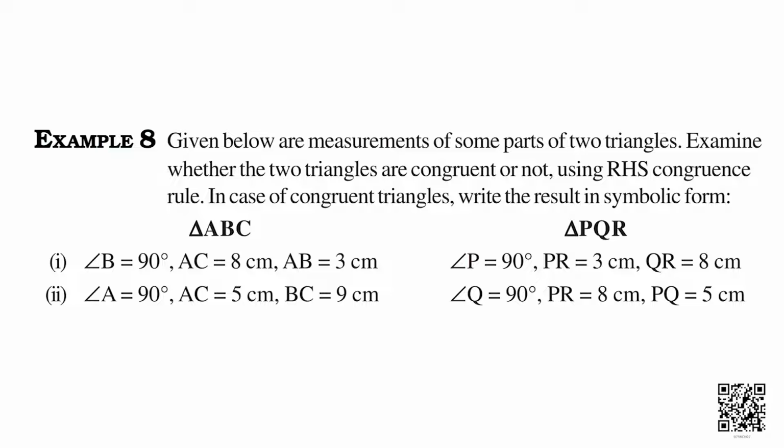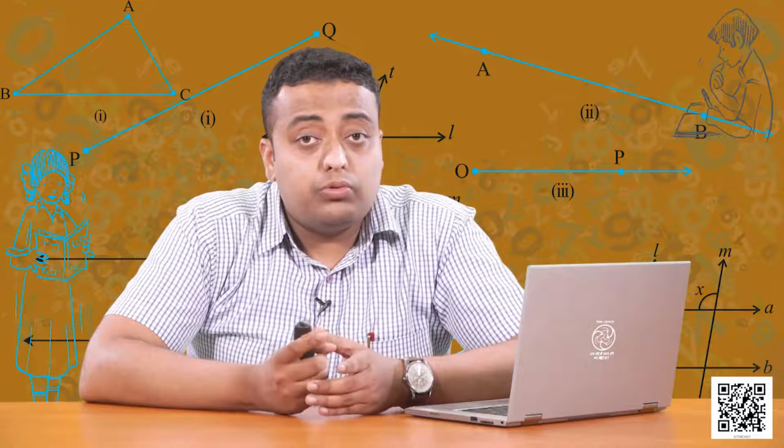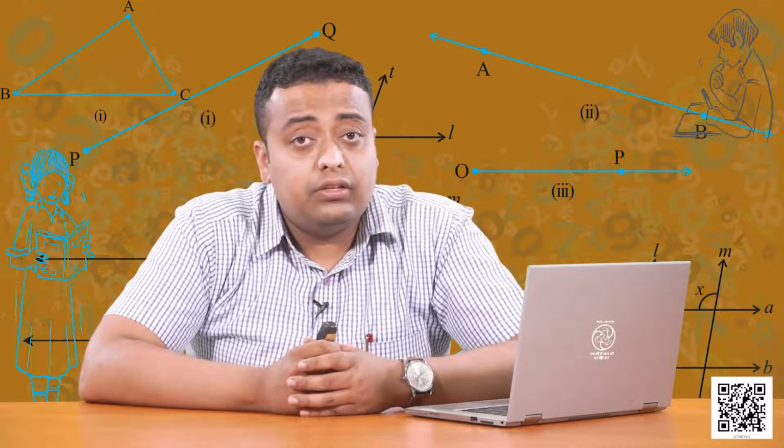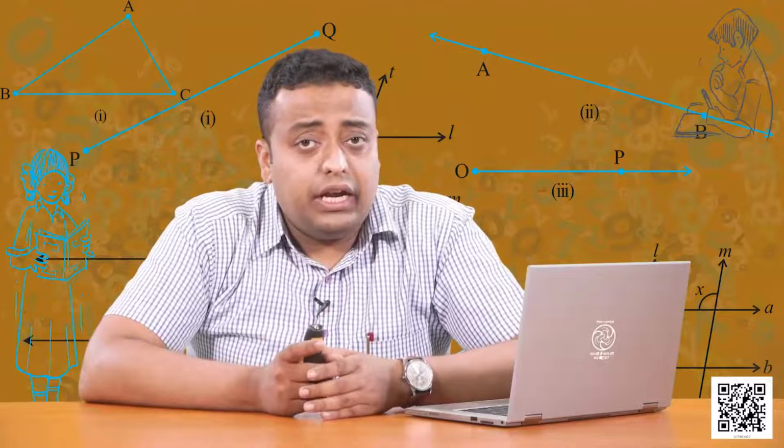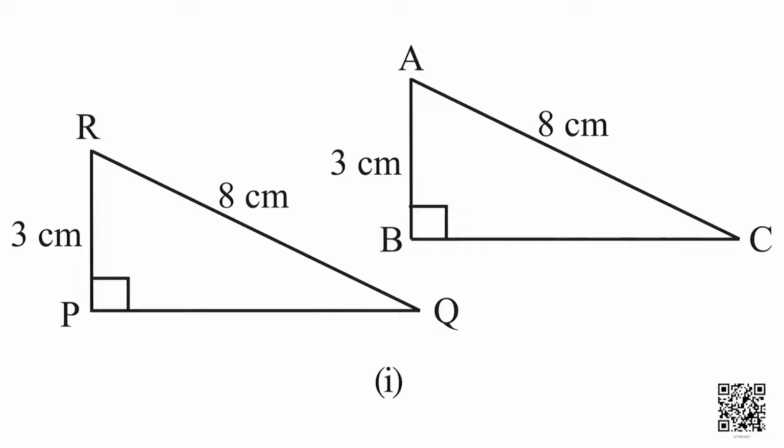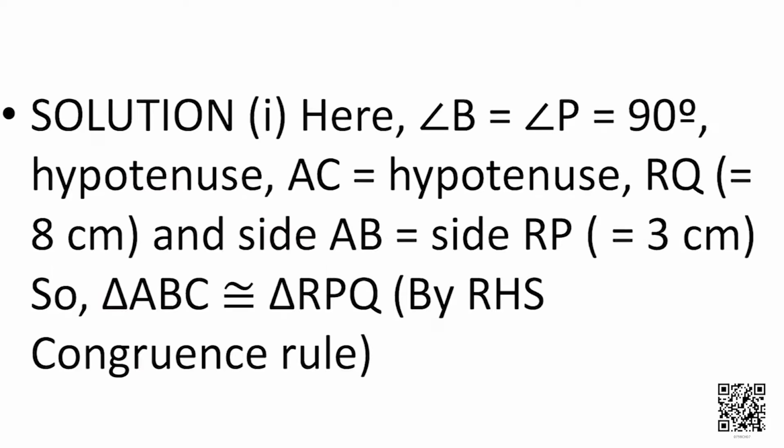So, the solution for this question can be as follows. Angle B is equal to angle P, which is 90 degrees. Then the hypotenuse, that is AC, is equal to hypotenuse RQ, that is 8 centimeters. And side AB is equal to side RP, which is 3 centimeters. So triangle ABC is congruent to triangle RPQ by RHS congruence rule.